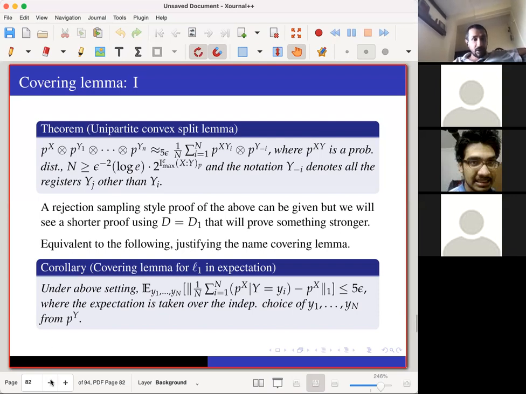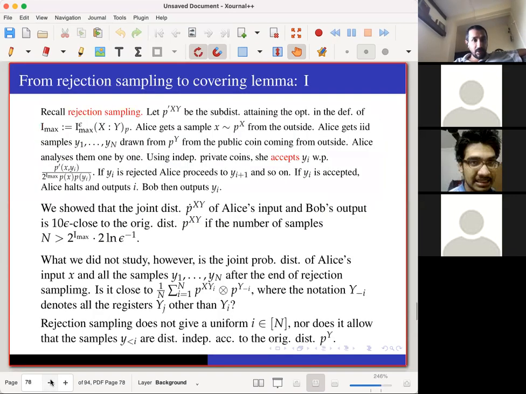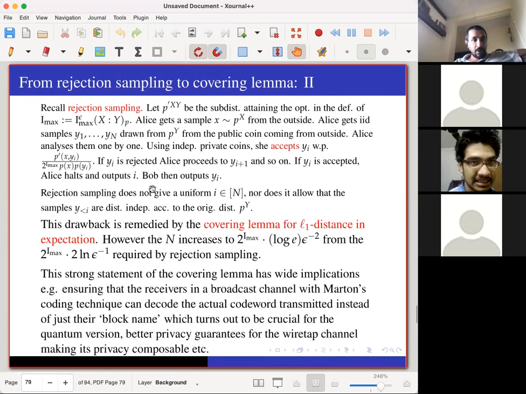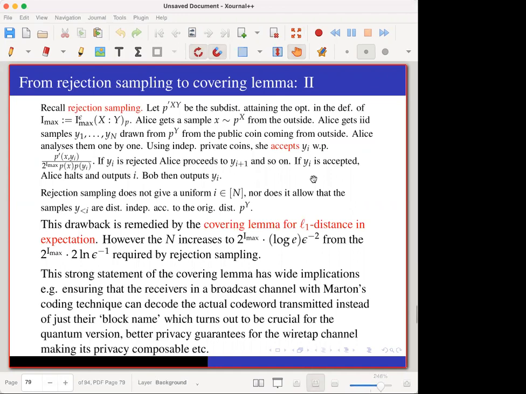Simple question. In this rejection sampling protocol, I get that if it outputs some index I, then the distribution on X, YI should be close to PXY. But the other registers, why do they have to be independent of everything else? In rejection sampling, they are not. In particular, the registers Y1 to YI minus 1 get biased because they've been rejected. The registers YI plus 1, YI plus 2, and so on, I can say are independent and uncorrelated to X, YI and the same as before. But whatever I've seen gets biased. So I don't want that.